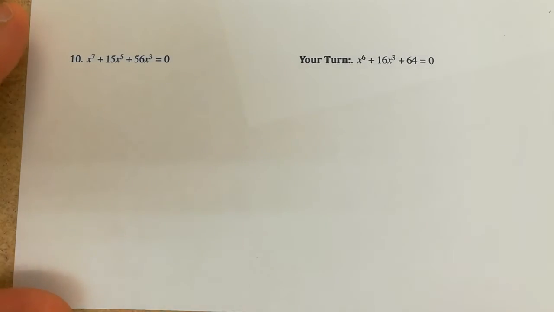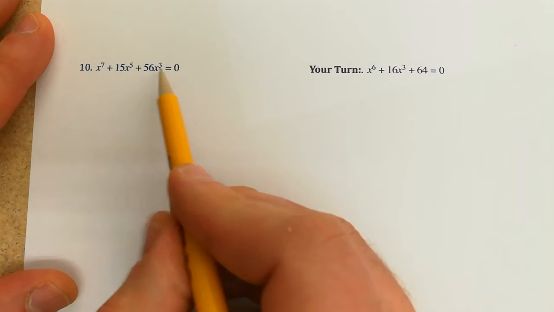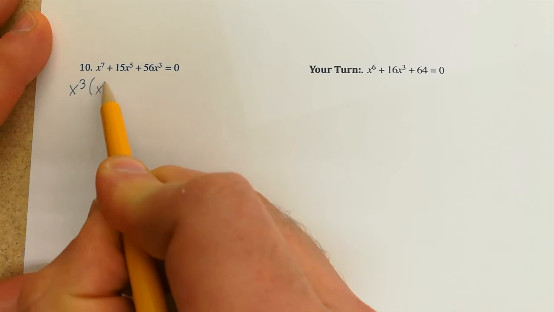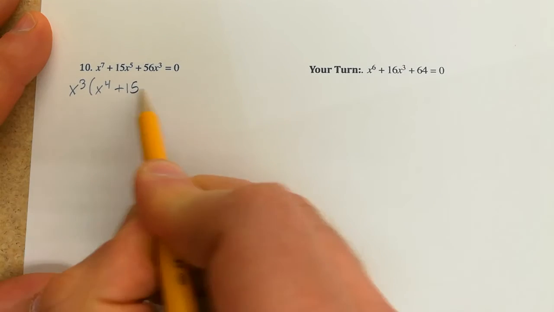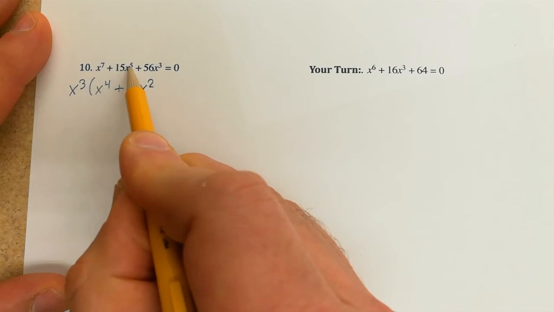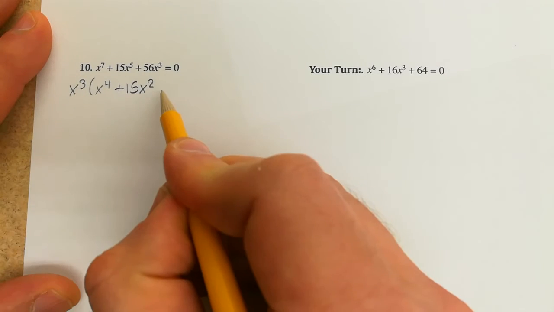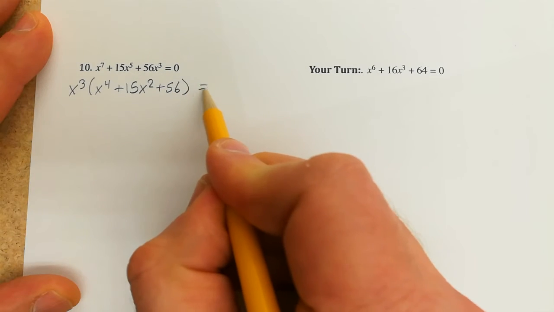Okay, let's look at number 10 here. First, I want to see if there's something in common I can take out of these. Yep, x to the third. And x to the third times x to the fourth is x to the seventh plus 15. And I need two more x's. 3 plus 2 gives us 5, right, on the exponent. So 15x to the fifth. And then x to the third times 56 would give us 56x to the third.